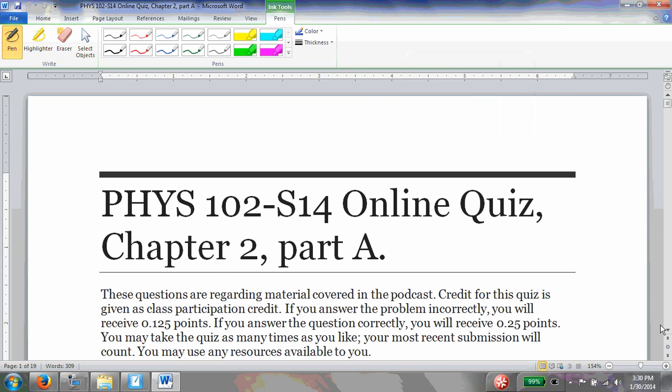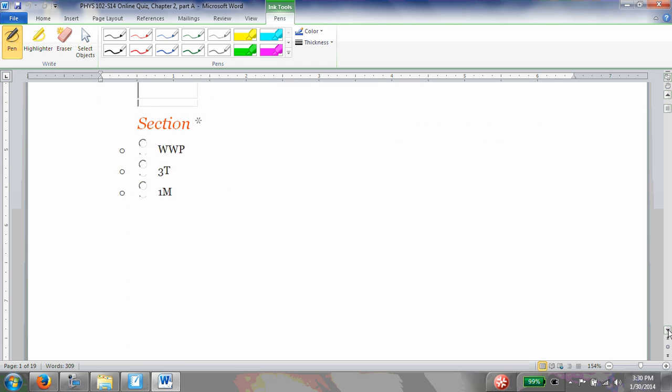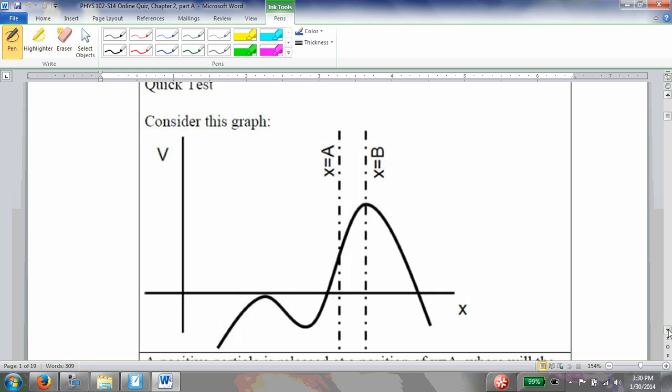Okay, this is the Chapter 2 quiz, Part A. We broke it into two parts. This first part was on potentials and potential differences, potential energy.